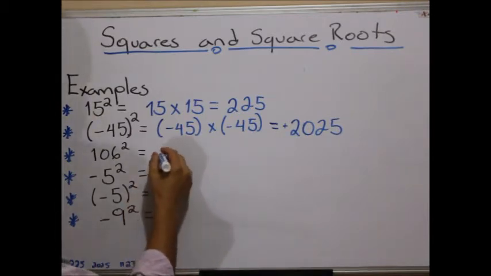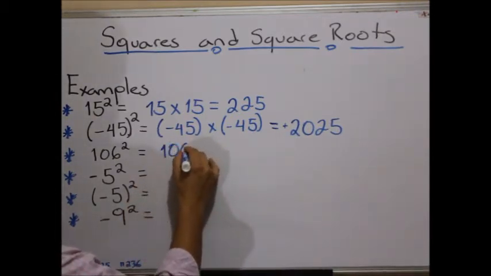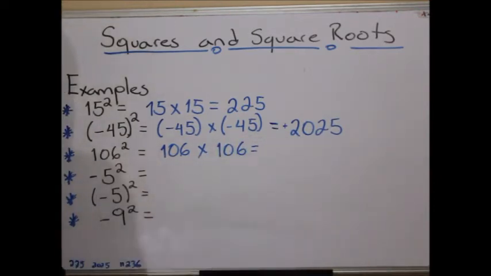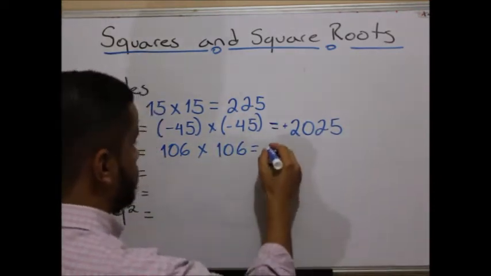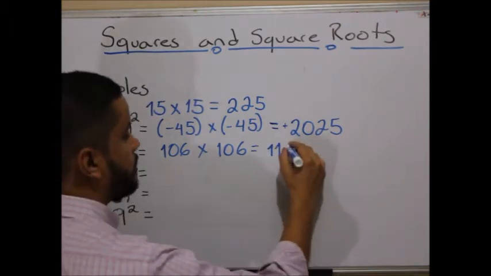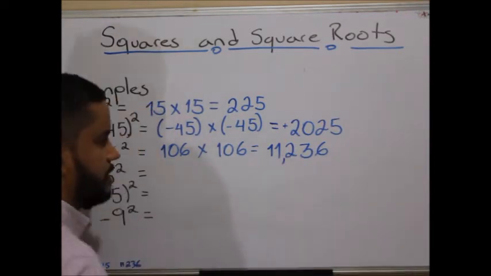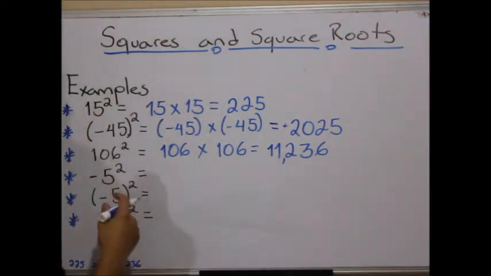There it is. Now let's see that one, 106 squared. So this will be equal to 106 times 106. Now we're going to multiply that, and we're going to get here 11,236, like that.